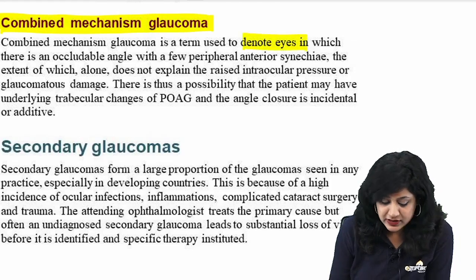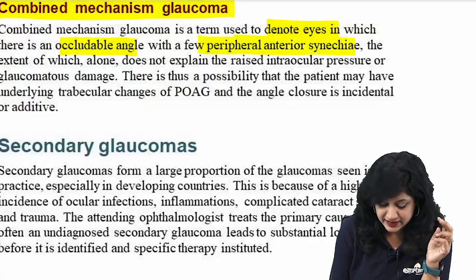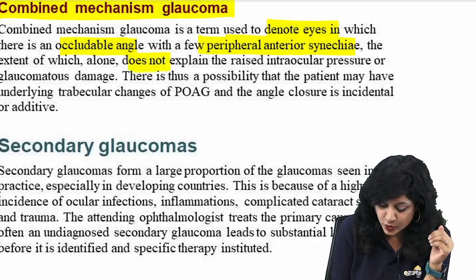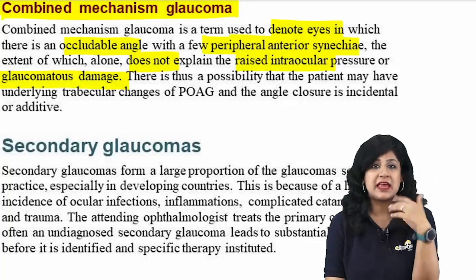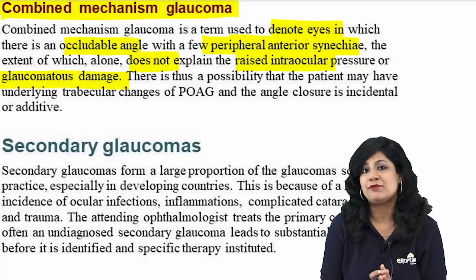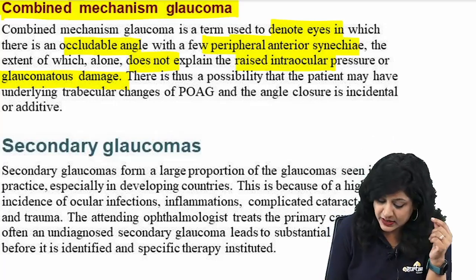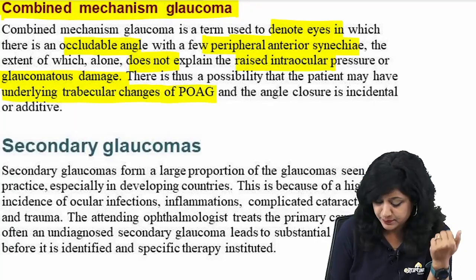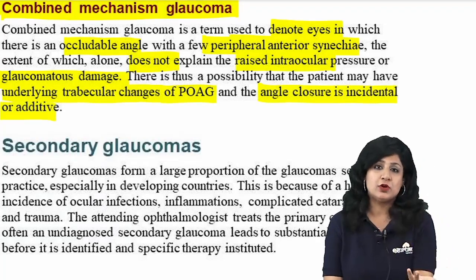This is a term to denote eyes in which you have an occludable angle with a few peripheral anterior synechiae, of such an extent that alone it does not explain the raised intraocular pressure or the glaucomatous damage. So this means that there is something extra going on in this eye, which has an occludable angle with very few peripheral anterior synechiae, and that denotes the combined mechanism. Thus there is a possibility that the patient may have some underlying trabecular changes of open angle glaucoma as well as angle closure, and it can be incidental also, it could be additive also.